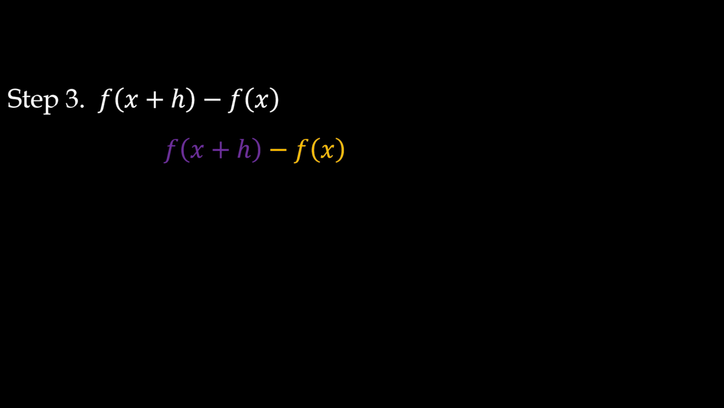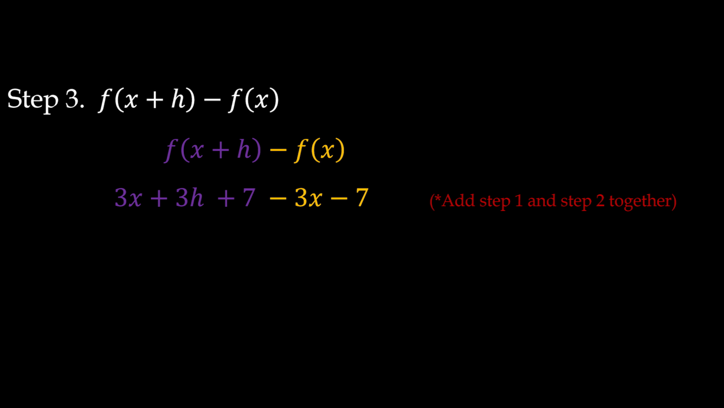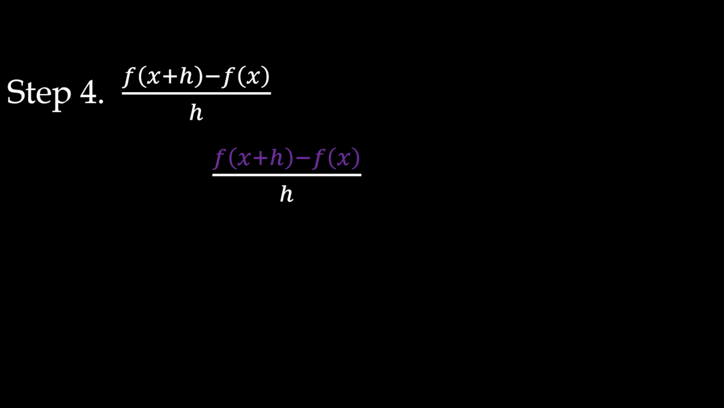Step 3, all I have to do is combine step 1 and step 2 together. At this point, things should cancel out. So minus 3x cancels out with 3x, and 7 and minus 7 cancel out, leaving us with only 3h. Step 4, I take my result from step 3 and I divide it by h. So 3h divided by h is just 3.